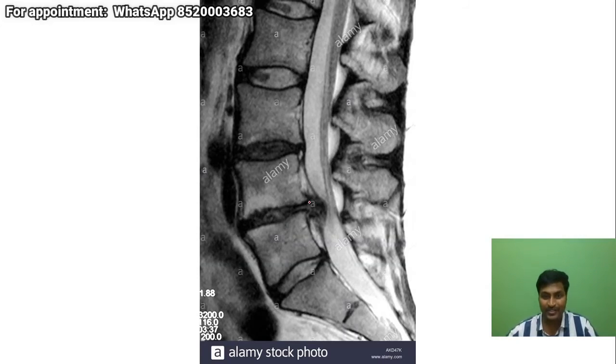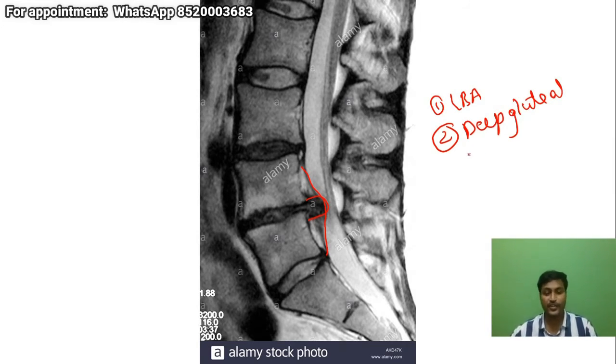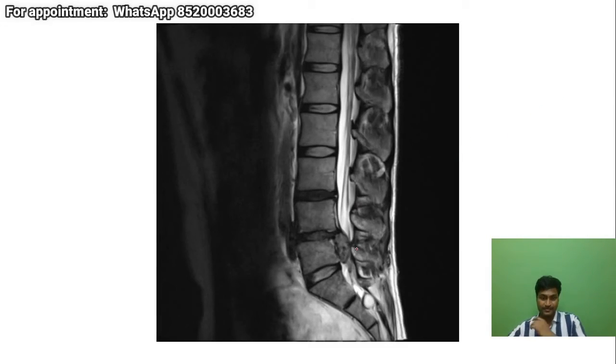So what happened now? The annular tear has come out, and this is the thecal sac. So it is also compressing the thecal sac. So the patient will have low backache. He will also have deep gluteal pain. The deep gluteal pain is because of compression of the dural sac. So let's go to the third one.